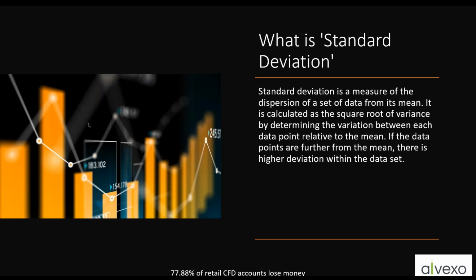Now, standard deviation is a measure of the dispersion of a set of data from its mean. Boy, that's a mouthful. Wait till we get to the next one, but I'll explain it to you in a second. It is calculated by the square root of the variance by determining the variation between each data point relative to the mean. If the data points are further from the mean, there's a higher deviation within that set of data.